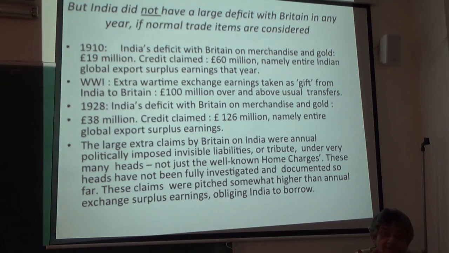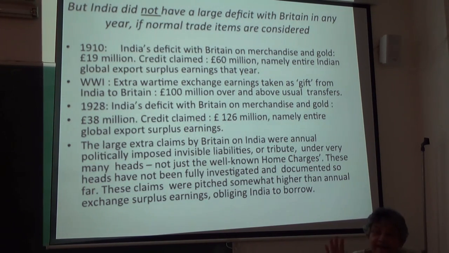So India's export surplus earnings went up, but what happened to it? It's only recently that we look at the data, because in the double entry system everything is meticulously entered. Over 4 years of the war, India's export surplus earnings, which surged, were appropriated by Britain under a special head: a gift from British India to Britain of 100 million pounds, which no Indian knew anything about.